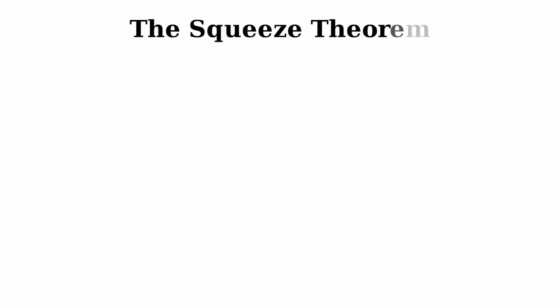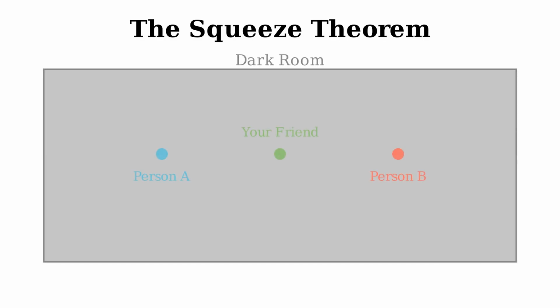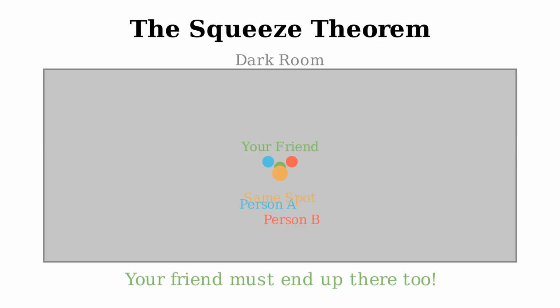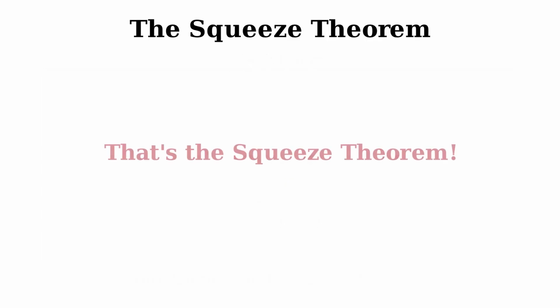Imagine you're trying to figure out where a friend is standing in a dark room. You can't see them directly, but you know they're always between two other people, and those two people are walking toward the same spot. Your friend must end up there too. That's the squeeze theorem. Here's the formal idea.